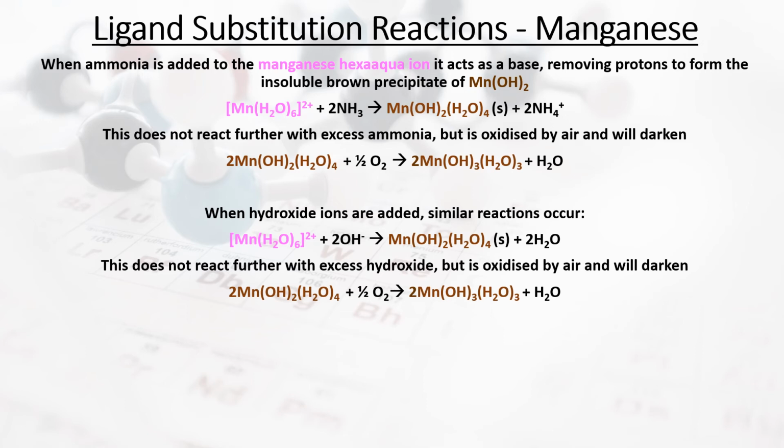ion. And when hydroxide ions are added, similar reactions occur. So our pink manganese hexaaqua ion reacts with hydroxide ions to produce our brown precipitate of the manganese hydroxide, Mn(OH)2(H2O)4. And again, it doesn't matter whether our hydroxide is concentrated or dilute or in excess or a little. It doesn't react with any excess hydroxide, and so we don't have any change there. But again, it will be oxidized by air and will darken to a slightly darker brown precipitate. And so again, that same reaction of the Mn(OH)2 essentially becoming Mn(OH)3, manganese 2 to manganese 3.